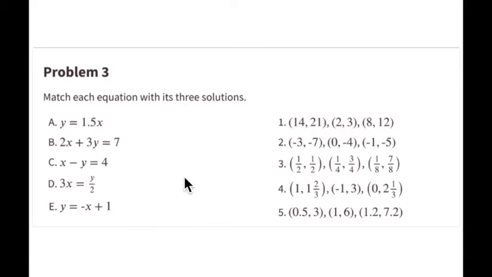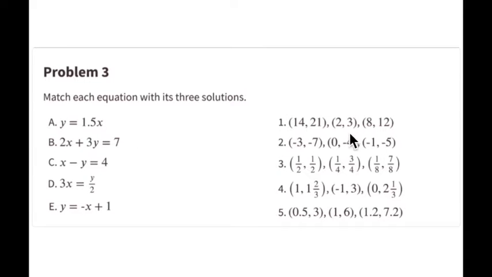This is problem number 3. It says match each equation with its 3 solutions. So take an equation. The equations are on the left here. So y equals 1.5x. What that means is whatever the x coordinate is, you multiply that by 1.5. 1.5 times a value means you're going to take that value and add 1/2 to it. So it's 1 times x plus 1/2 of x.